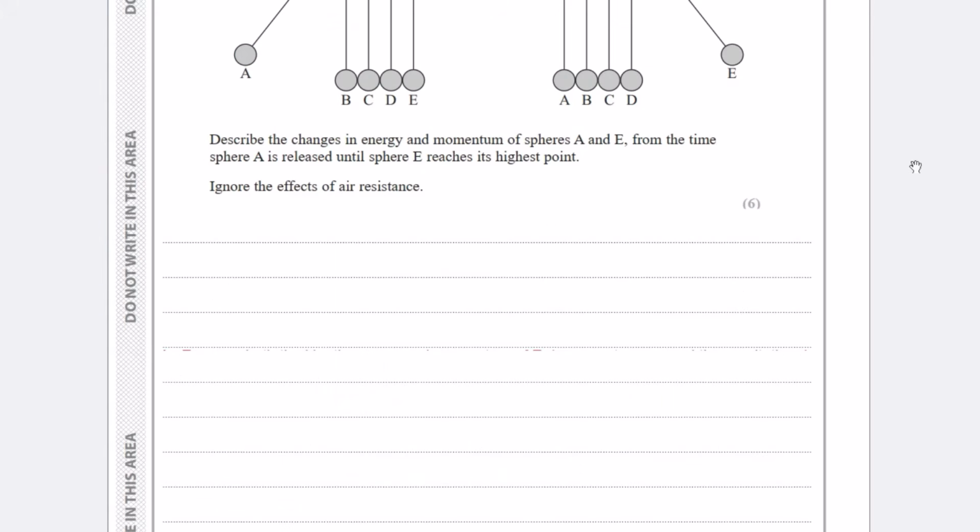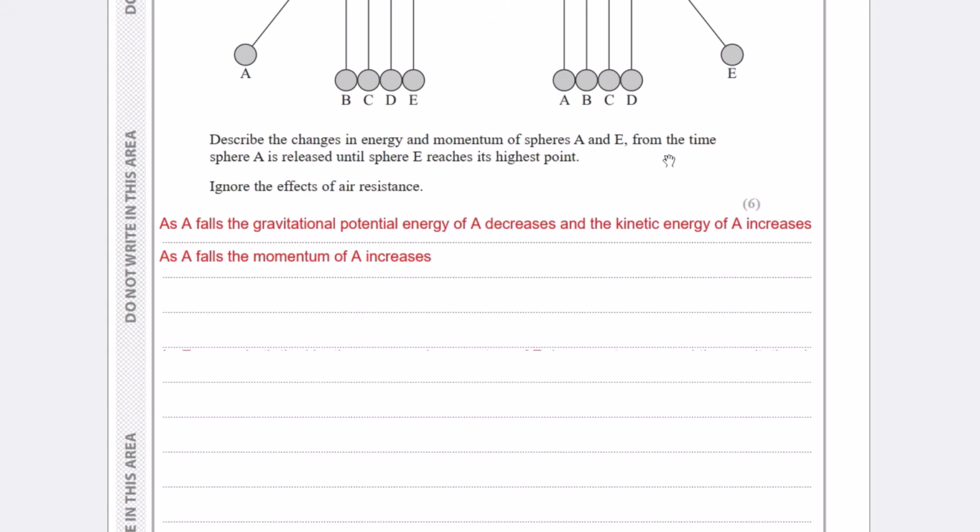So now let's look at the marking points. The question clearly asks you to talk about energy and momentum, right? So as A falls, the gravitational potential energy of A decreases and the kinetic energy of A increases. Of course, A loses gravitational potential energy as the height decreases, and this gravitational potential energy is transferred to the kinetic energy. As A falls, the momentum increases because p equals mv. As velocity, as in kinetic energy, increases, the momentum also increases.